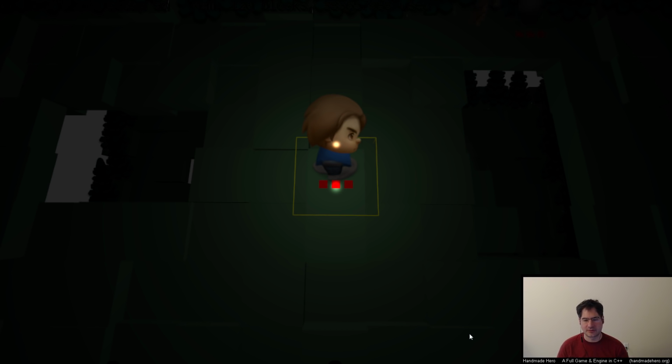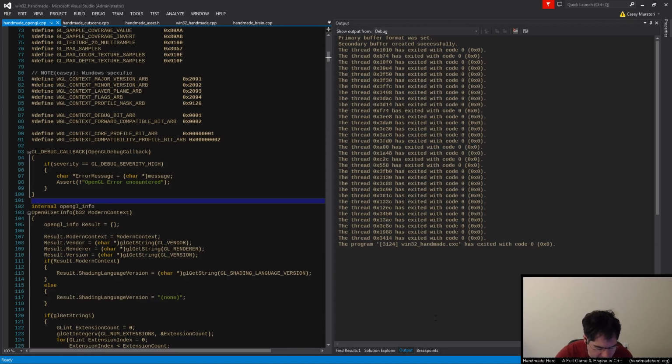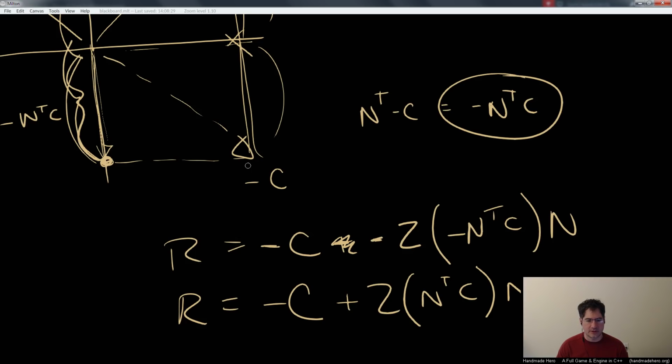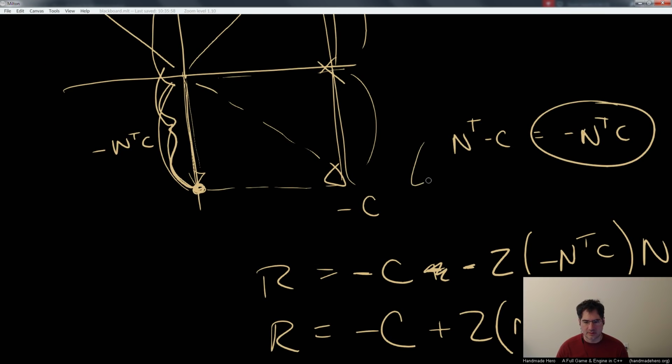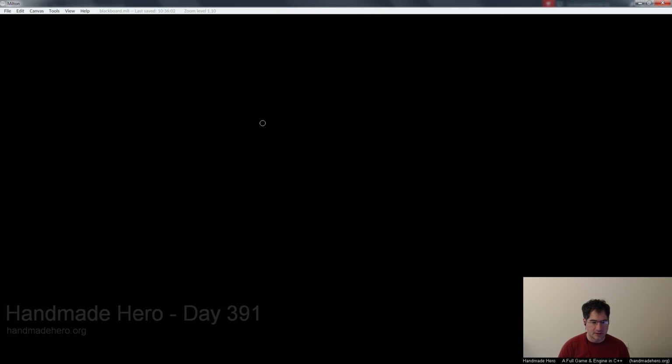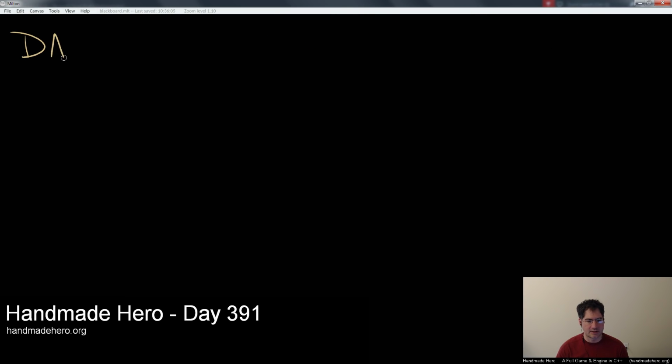So, for example, one very common way of doing lighting these days is a method called light probes. Let me give a brief idea of what a light probe system looks like, and then you can hopefully see more what I mean about creating an intermediate structure. So here we go. Here we are on day 391.